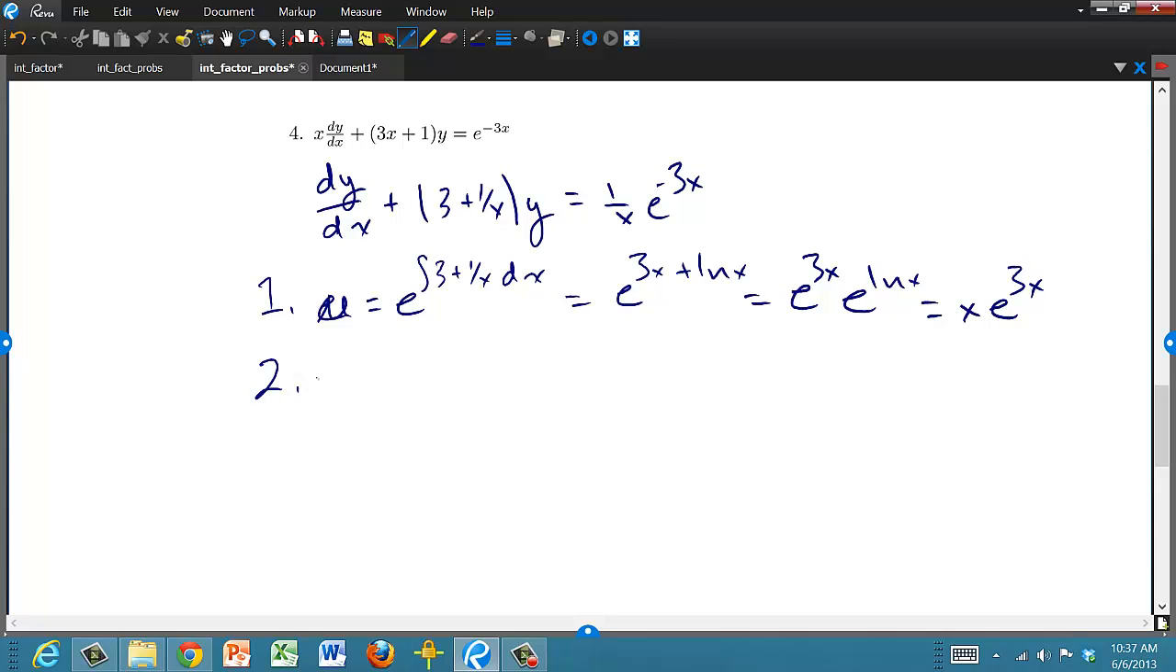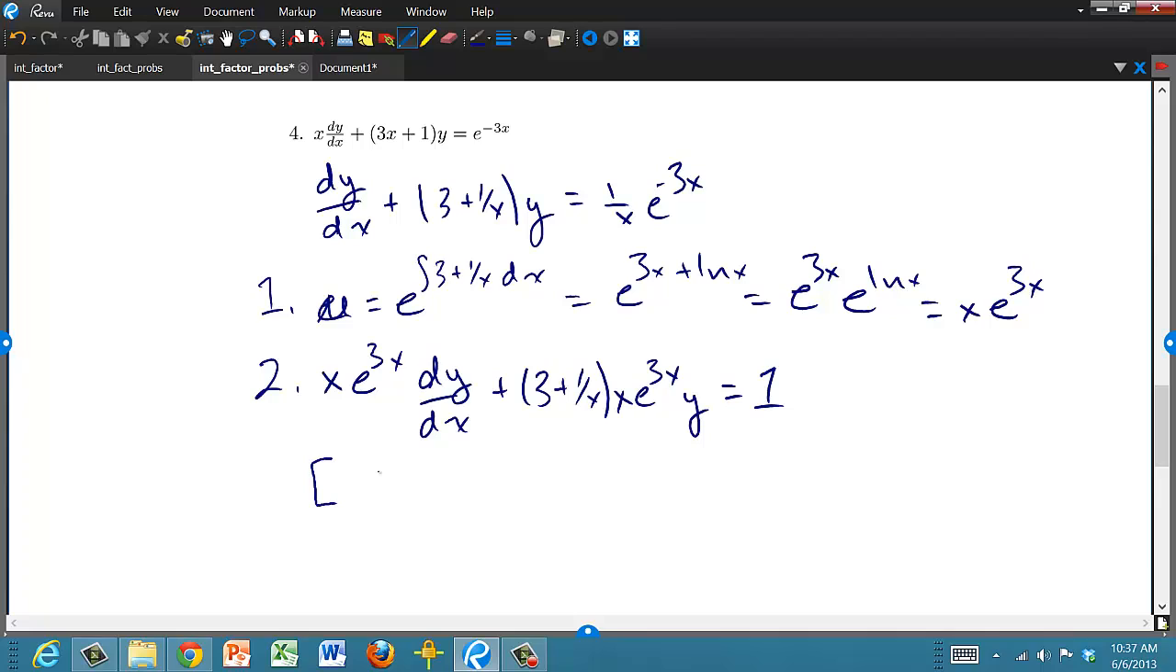Don't try to skip this step, because if you skip this step and do too many things at a time, people normally forget to multiply the integrating factor by the right hand side or something like that, and everything gets messed up. So let's see, you go ahead and multiply the right hand side by the integrating factor. You'll get x e to the 3x dy dx plus 3 plus 1 over x times x e to the 3x y. That should be equal to, on the right hand side, if you check, you get just 1.